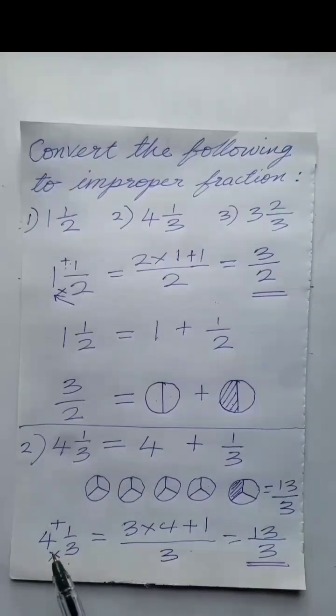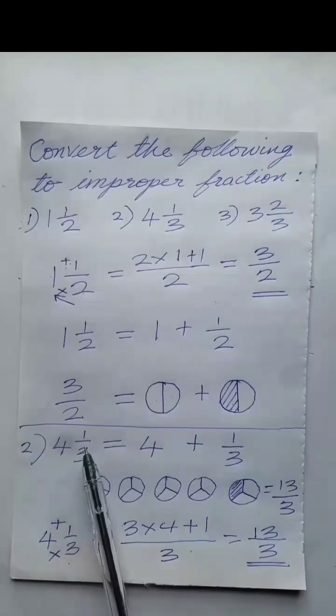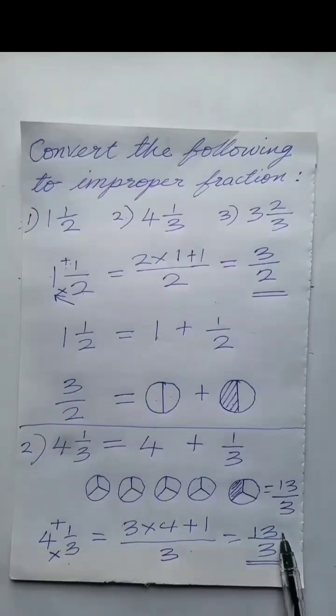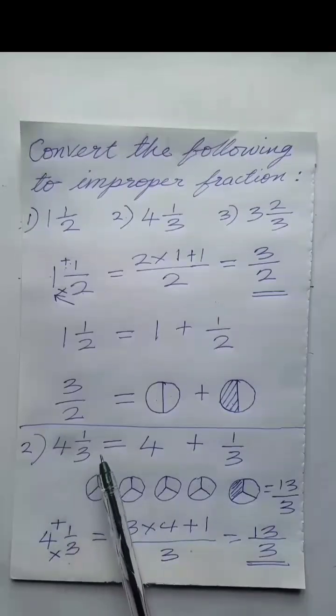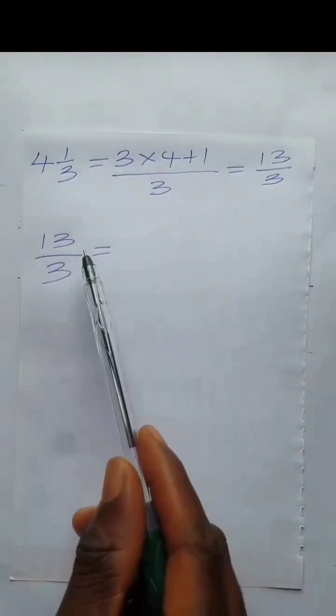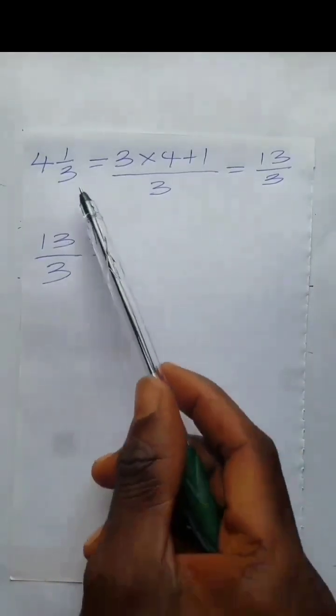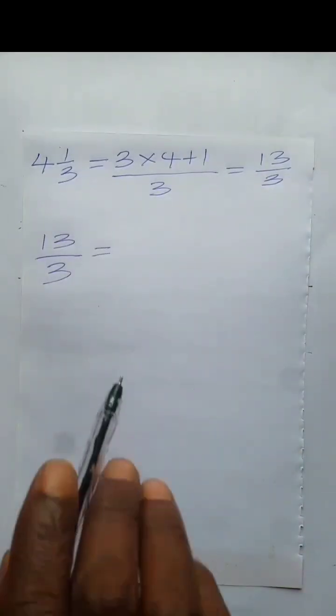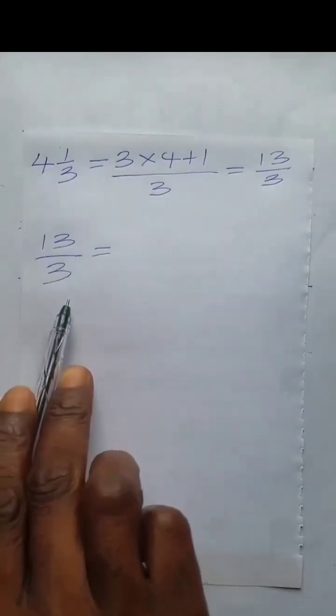So let's go back to this example where we converted 4 whole number 1 over 3 to 13 over 3. Let's see how we can work our way back from 13 over 3 to 4 whole number 1 over 3. So this is the math. We are trying to convert 13 over 3 back to 4 whole number 1 over 3. So we have to divide 13 by 3. What is 13 divided by 3?